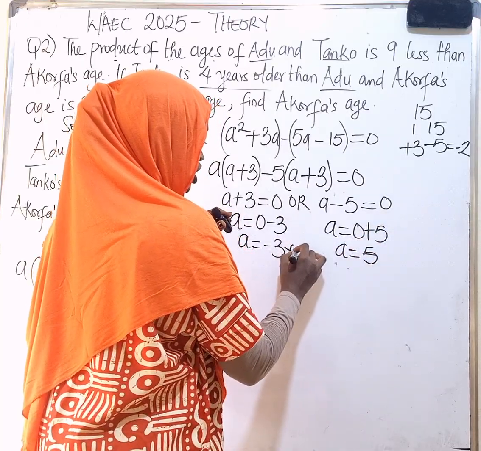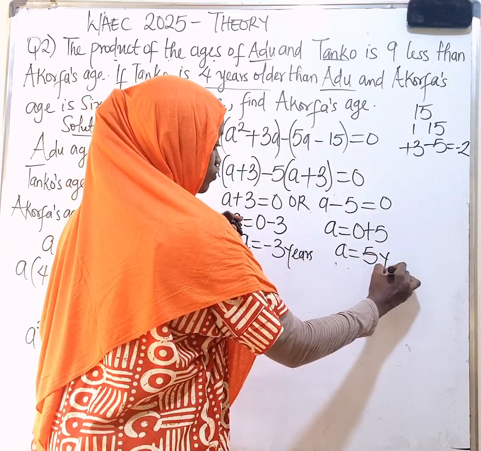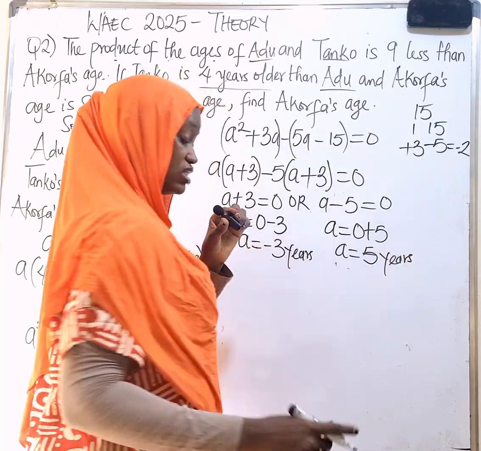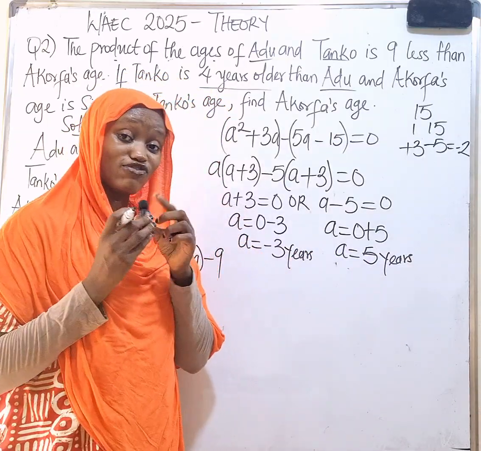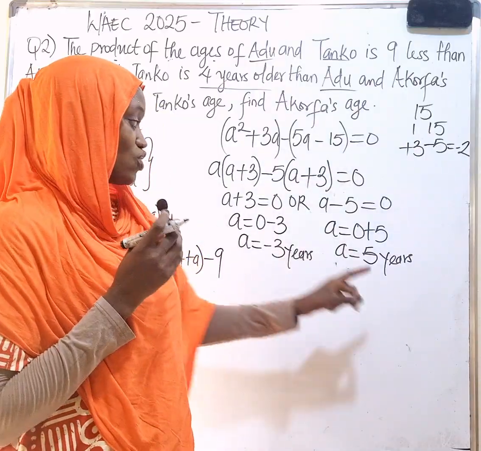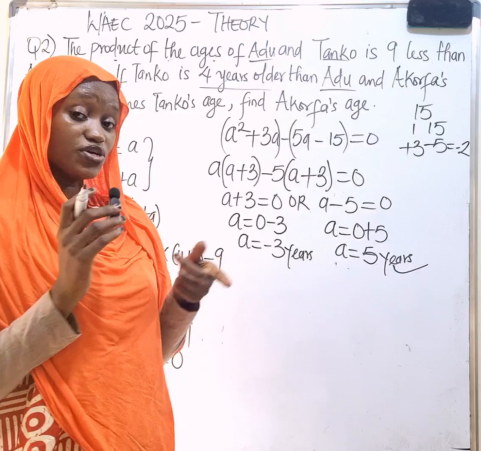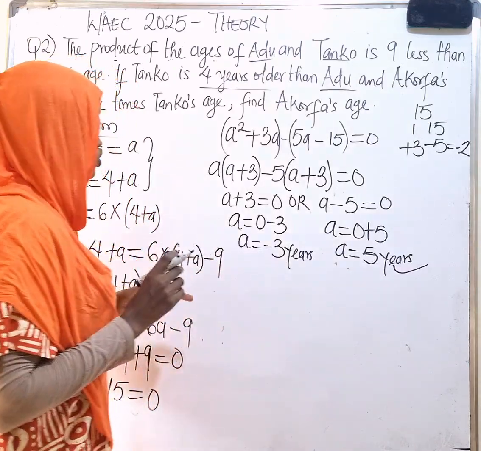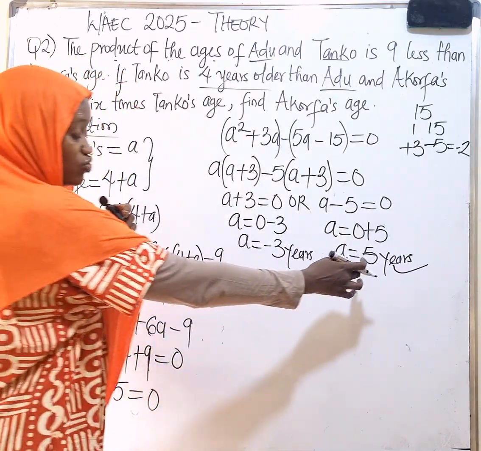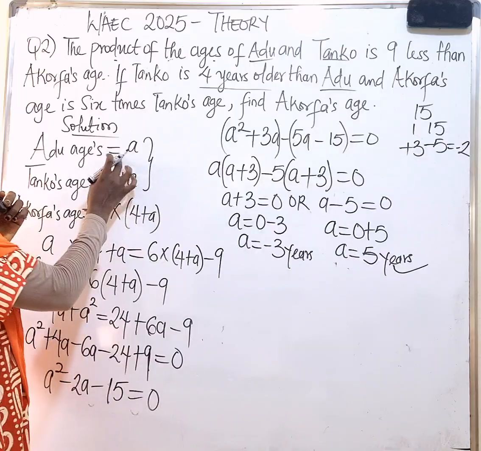So that means the values of A here are the values of the years, right? A year cannot be a negative value. You cannot have a negative number of years. So we go for the positive one. So A equals 5 years. But that's not what the question required us to find. The question said we should find Akofa's age. And this value we got, A as 5 years, is Adu's age.